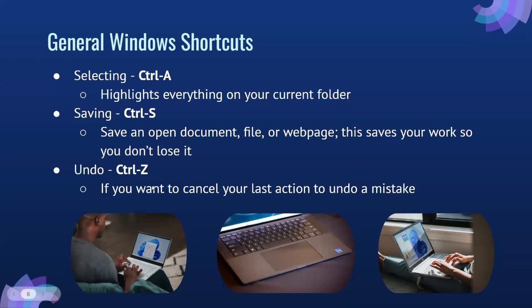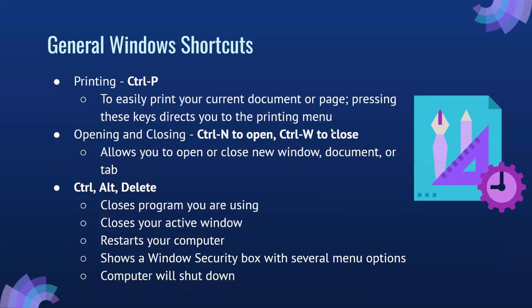So you have undo, which is Control Z. So that's if you want to cancel your last action to undo a mistake. I want to make it very clear that if there is only one thing you remember, it is Control Z, because it will save you in loads of scenarios.